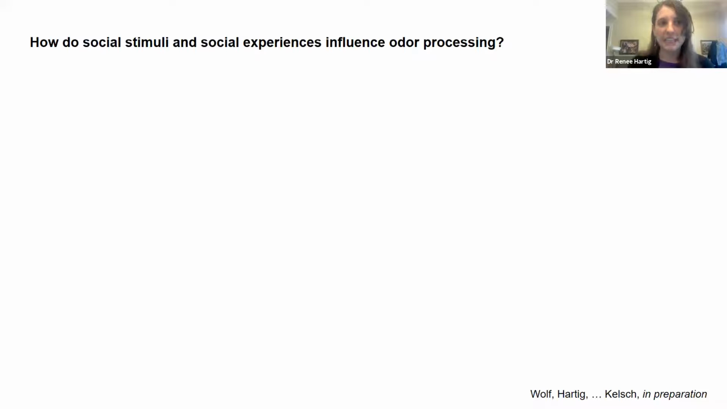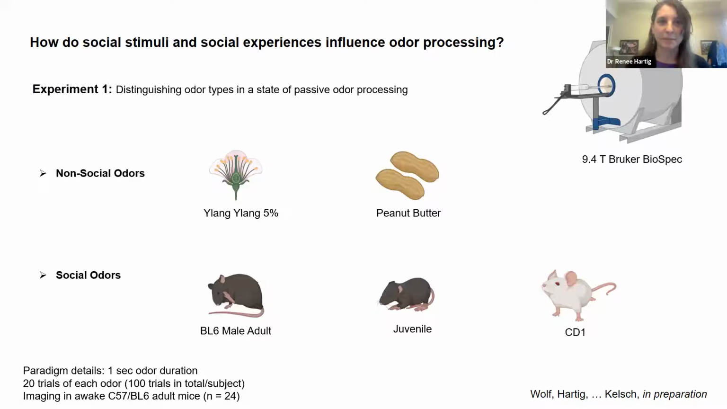So a good question is, how do social stimuli and social experiences influence odor processing? So we did this first experiment to help distinguish odor types in a state of passive odor processing. And here's the image of our MRI scanner. It's a 9.4 Tesla, so it's a strong magnet. And the animals that we're measuring go in. And what we do is we have these 3 animals placed in those social odor boxes to deliver their odors to the animal in the scanner. And we have non-social odors. So that includes a floral yang odor and the odor of peanut butter.